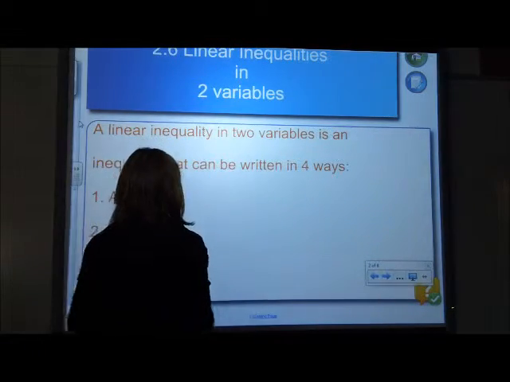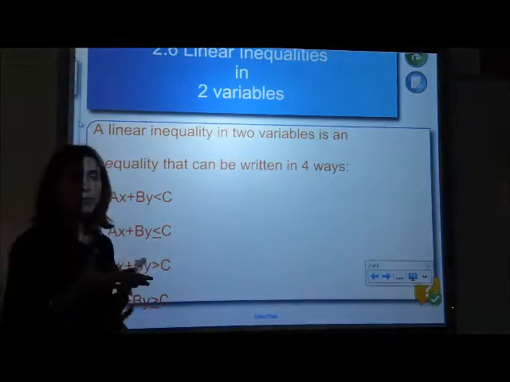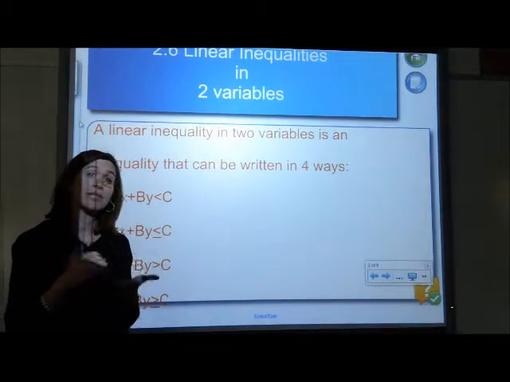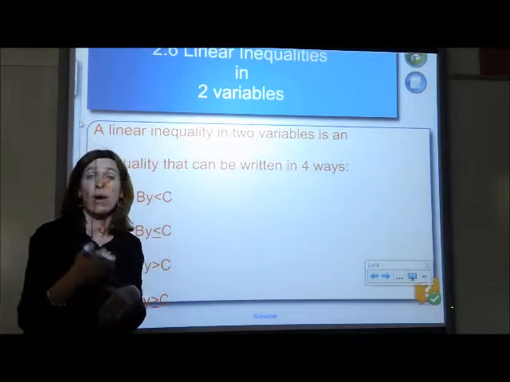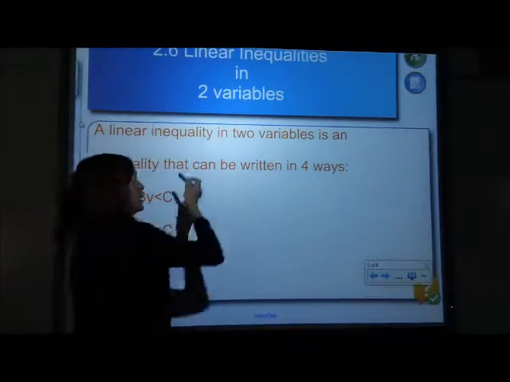Guys, how are ya? So today we're actually jumping back to section 2.6. Now I know that we've been working on systems of equations, and we are actually going to get into dealing with systems of inequalities. But in order to do that, we need to jump back and review linear inequalities.